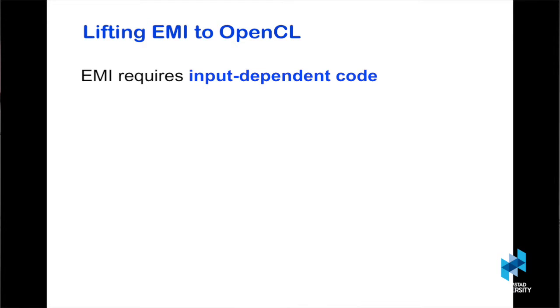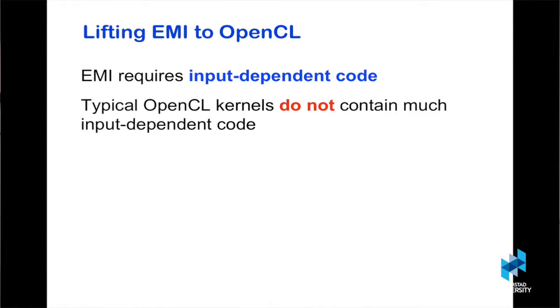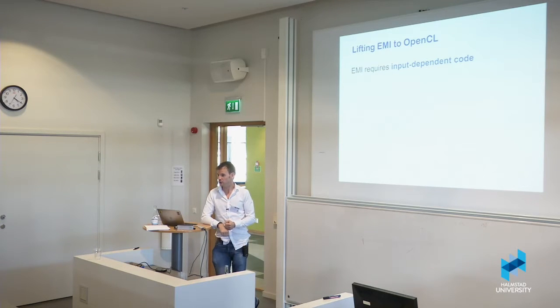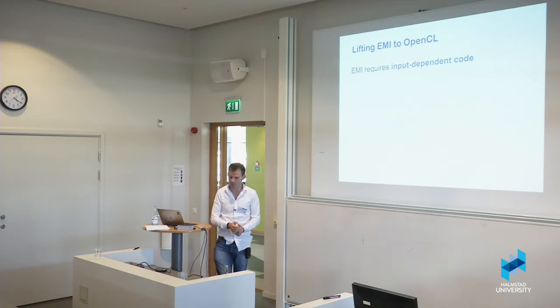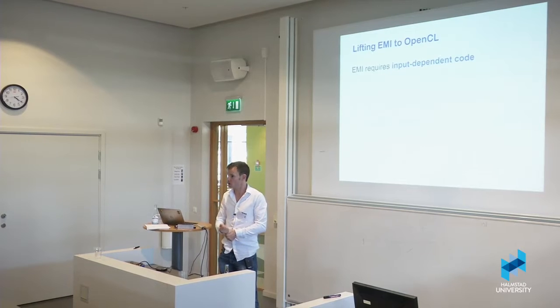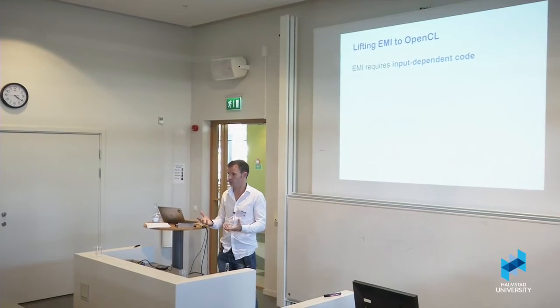As part of that work, we wanted to lift this EMI idea, this equivalence modulo inputs idea, to OpenCL. And we realized this was going to be hard, because for EMI to work, you need to have input-dependent code, and not only do you need to have it, but you need to be able to detect that you've got it. So to make this work for OpenCL, we would have needed, first of all, a profiler for OpenCL that could do code coverage and tell us what code was covered and what code wasn't covered.